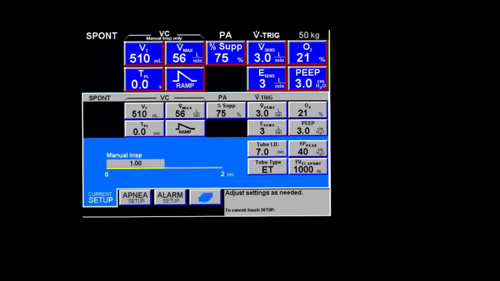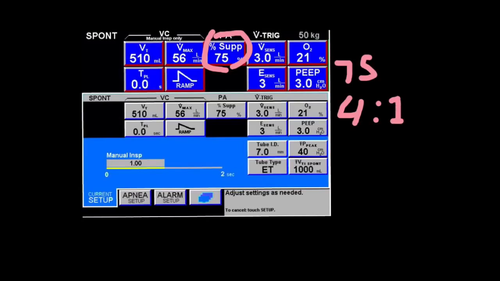Now, the ventilator is always monitoring the work related to the patient's compliance, the volume load, and resistance. And by setting the percent support, we're telling how much pressure to deliver, or basically how much to overcome or how much to amplify. So the 75% is actually an amplification of 4 to 1. Now if I change my percent to 50%, that's an amplification of 2 to 1.